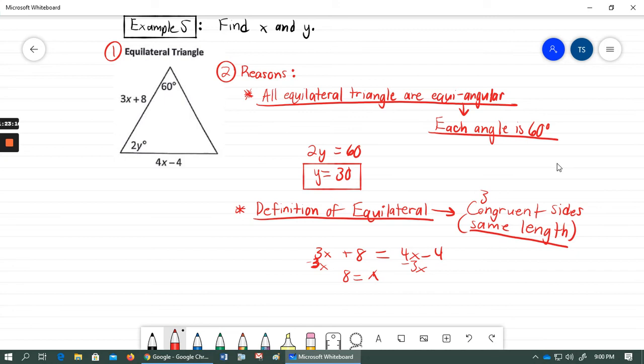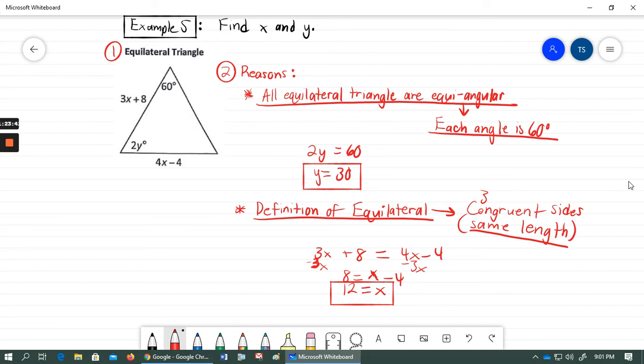Boom, boom, boom, boom, boom. X minus 4. Add 4 to both sides, we get 12. Okay. All right, so that's example 5.